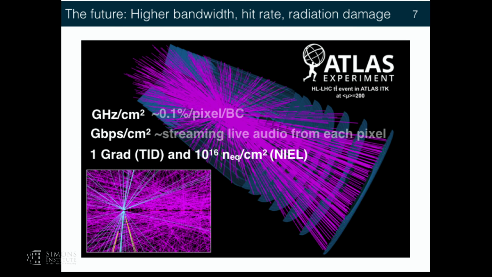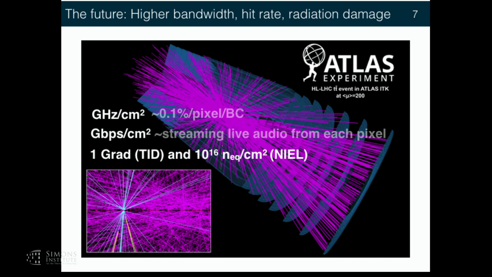Here are just some numbers. The background is a pretty picture of what an event might look like at the LHC, but you have a problem not only with the occupancy, which is how many particles hit our detector as a function of time. 0.1% of the pixels in our innermost layer, we have a pixelated detector, are hit every time we have a bunch crossing. That's a pretty high rate. And in terms of the data rate, it's sort of like streaming live audio from each pixel. It's pretty poor audio, but still, it's a high rate.